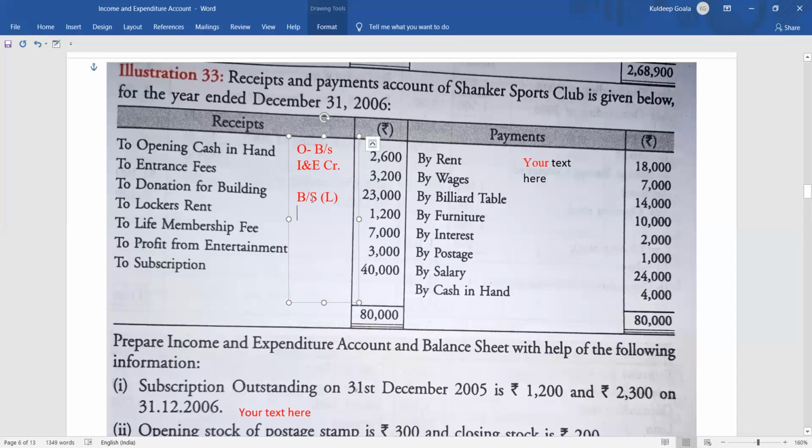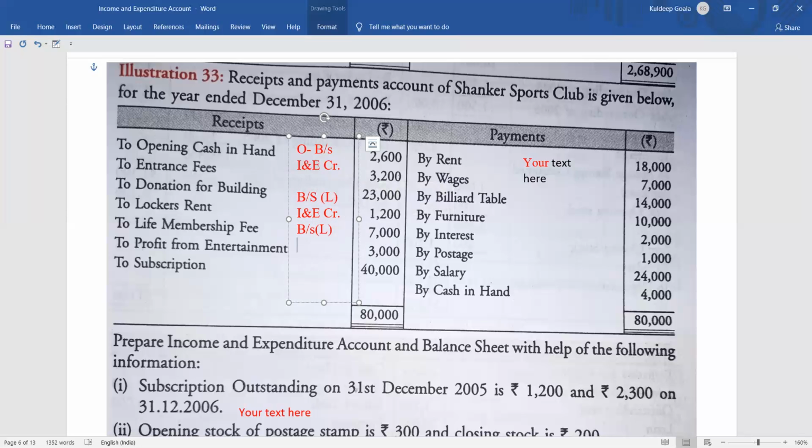Then locker rent, it is also an income and expenditure account item, so it will also come in the income and expenditure account credit side. Coming to the next one, life membership fees, it will also go in the balance sheet liability side, because it is a long term receipt, a capital receipt actually. So it will go in the balance sheet liability side.